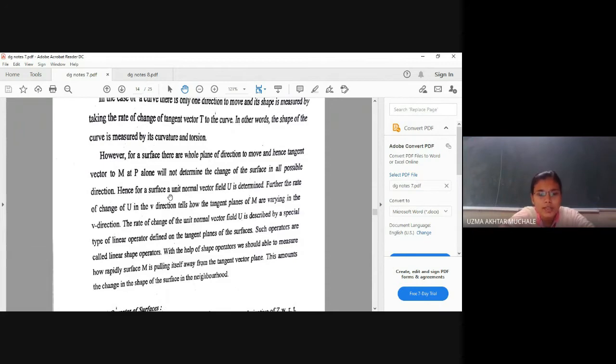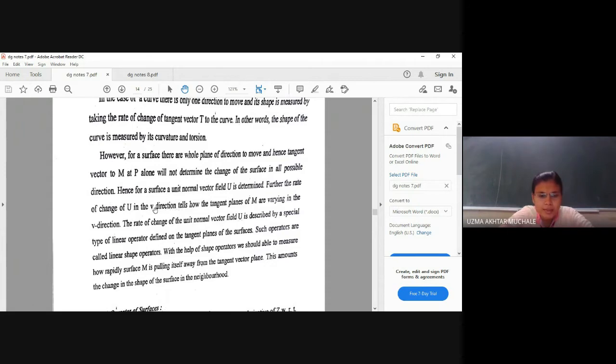Hence for the surface we are going to find a unique normal. Okay, so we are going to find a unique normal to the surface. How we will find it, I will show you on the board. Further, the rate of change of u in the direction of v tells how the tangent planes of M, that is the surface M, vary in the v direction. That is, we are going to find the rate of change of this unique normal in the direction of v.